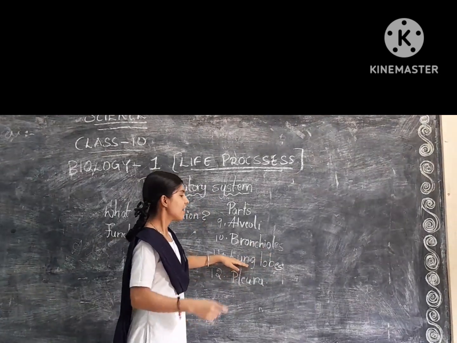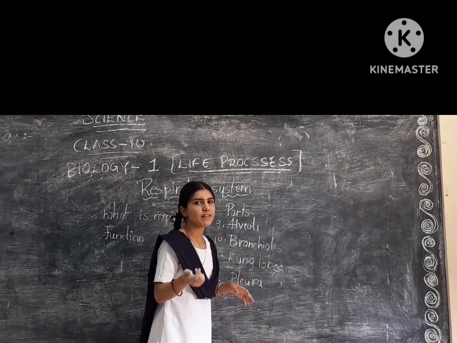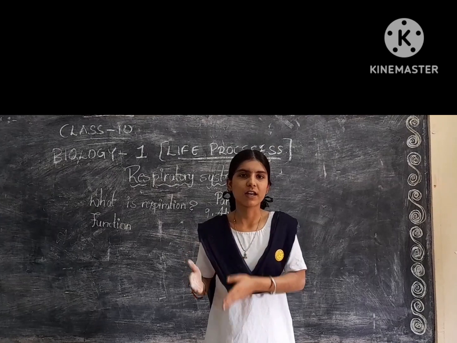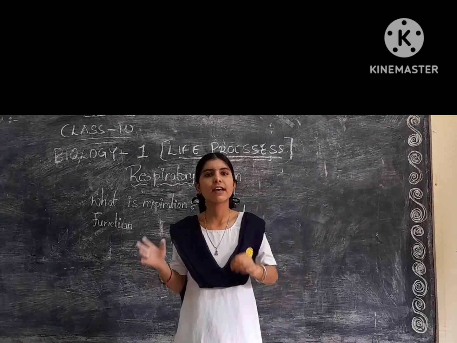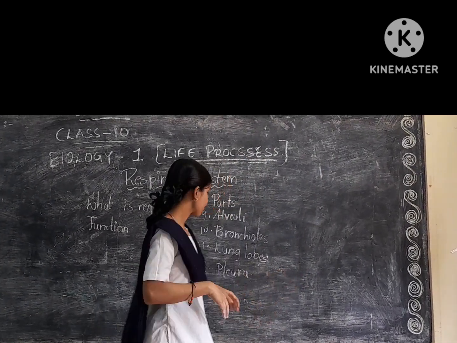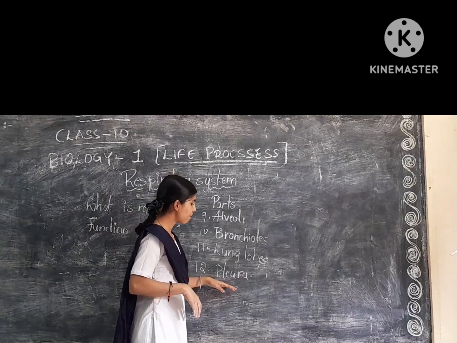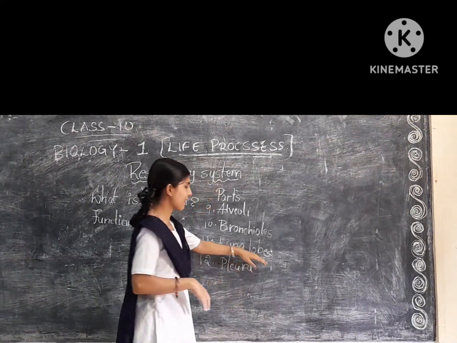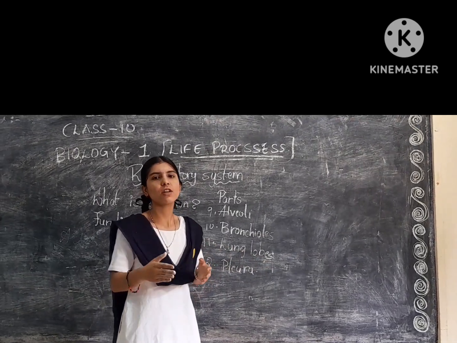Next, lung lobes. Lobes are sections of the lungs. Each lung has lung lobes. There are 3 lung lobes in the right lung and 2 lung lobes in the left. Next, pleura. Pleura surrounds each lung and separates the chest wall from the lungs.